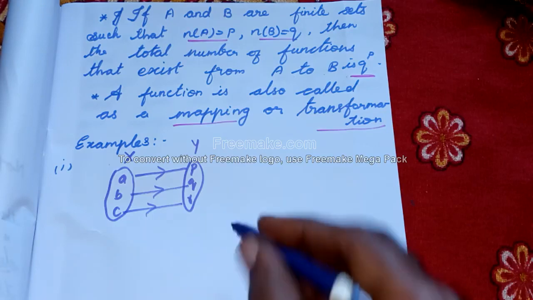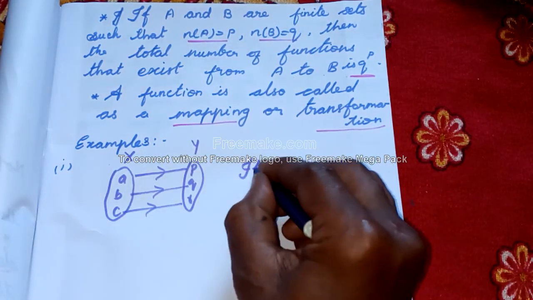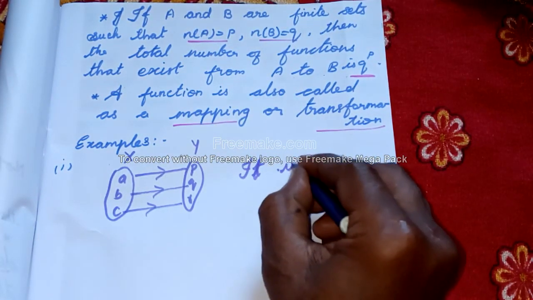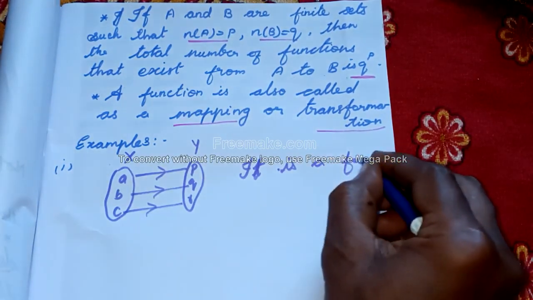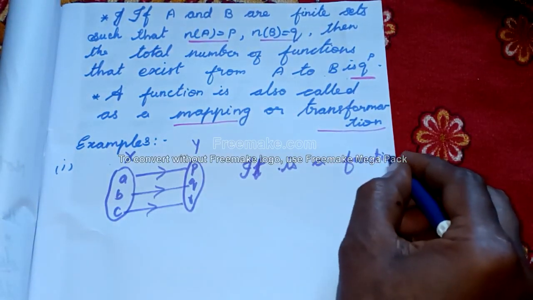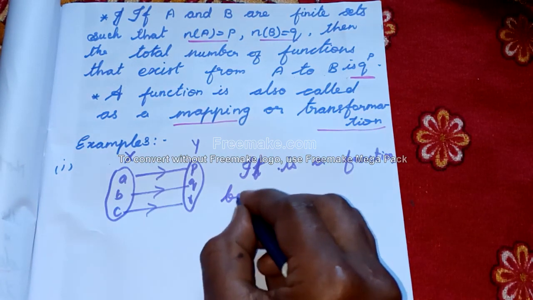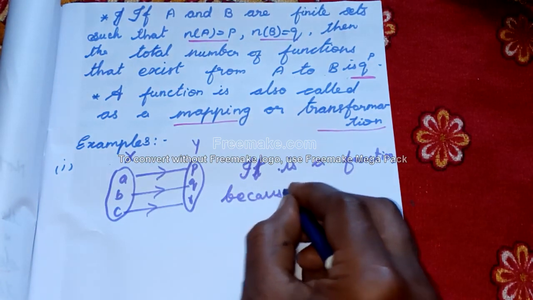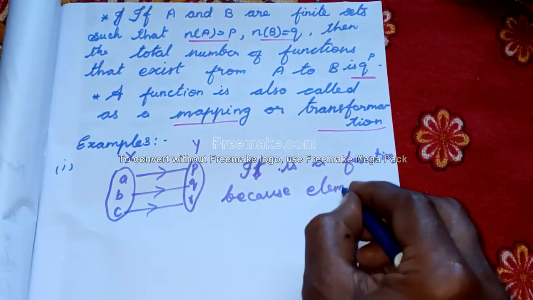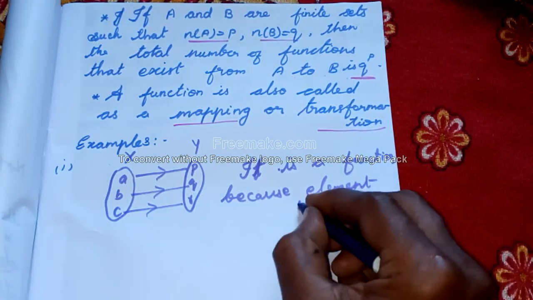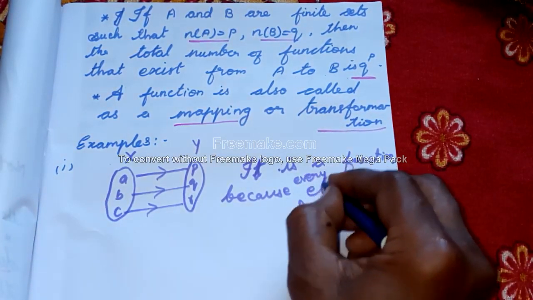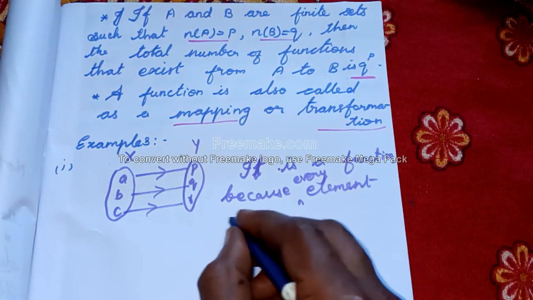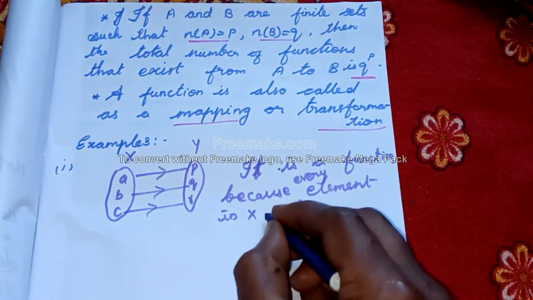Why? Because every element in X has a unique image. Every element in X has a unique image. Therefore, it is a function.